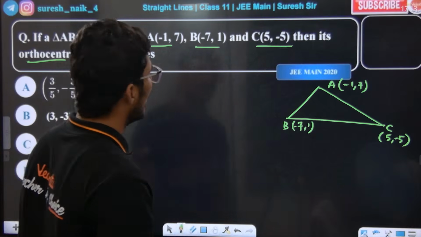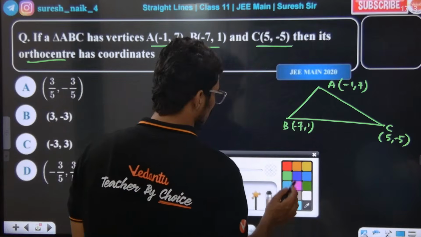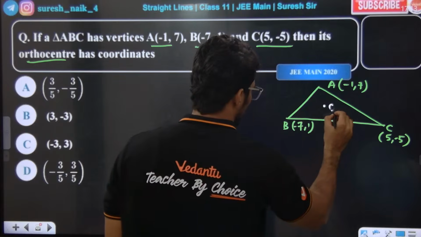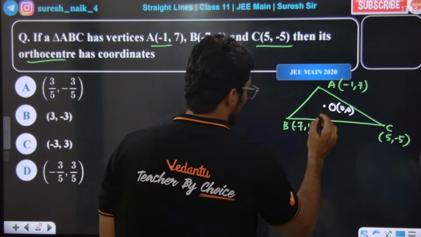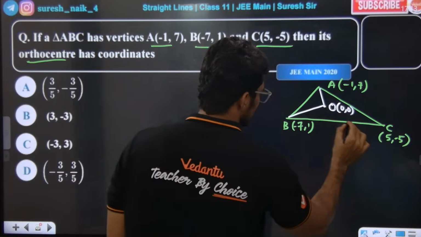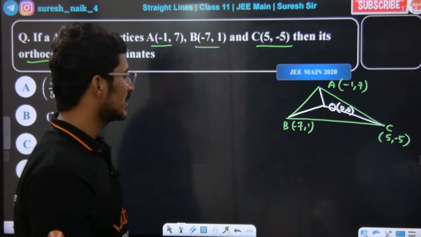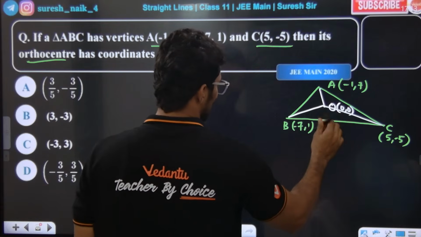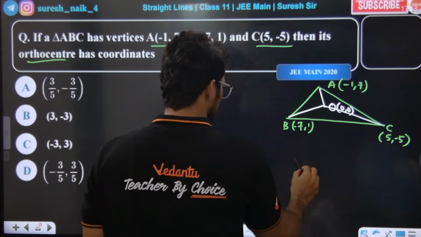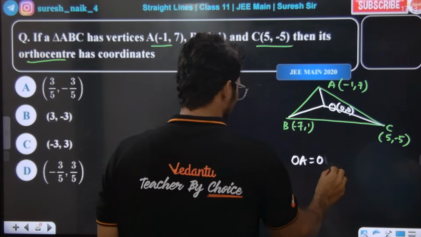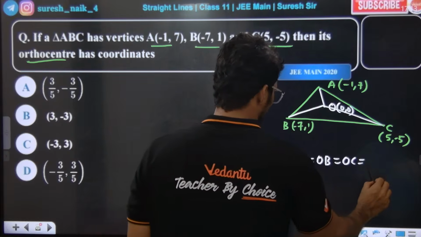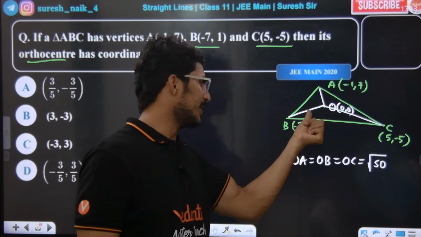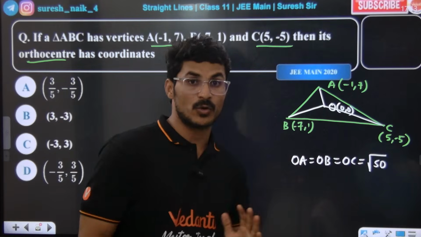Now I will do one thing, sir. Now let me find the distance of all the vertices from the origin. What is this distance going to be? OA, OB, OC. If you check that properly, we are getting root 50. 49 plus 1 is 50, 25 plus 25 is 50, root 50.